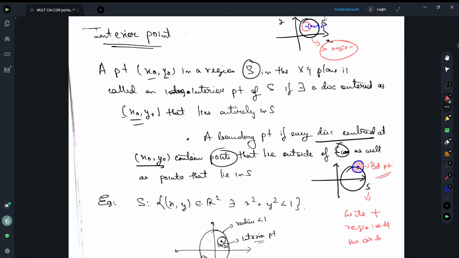Is it clear? Now let us check a few examples to understand why I used the term that the boundary of this region is defined. Let us see.